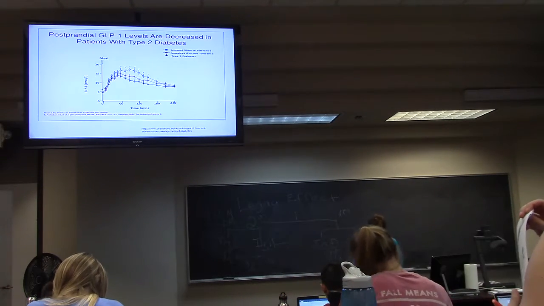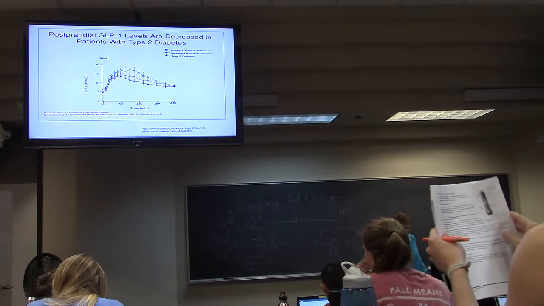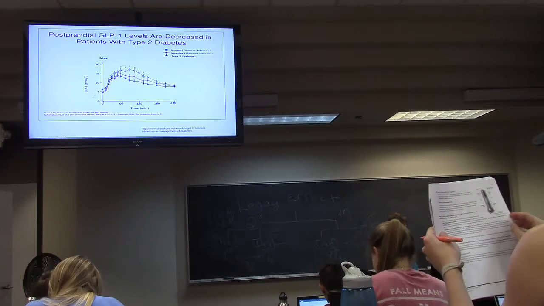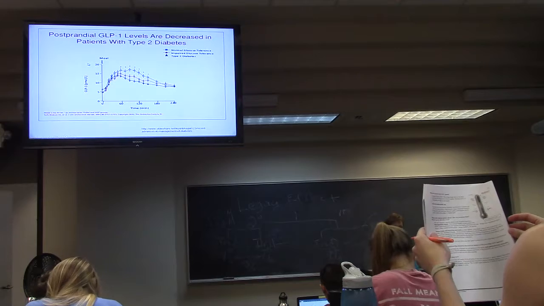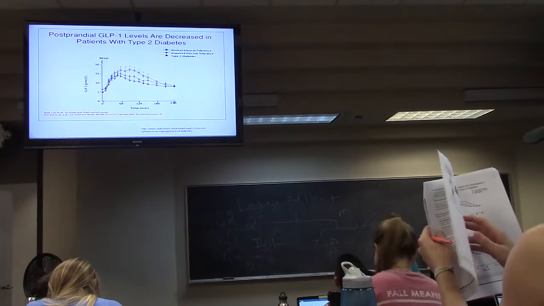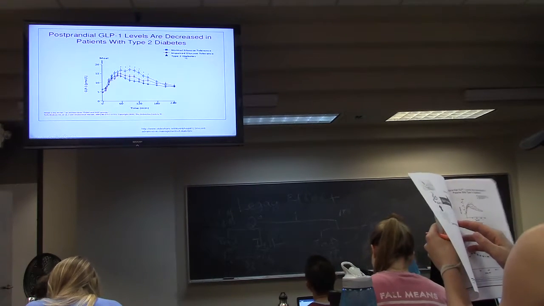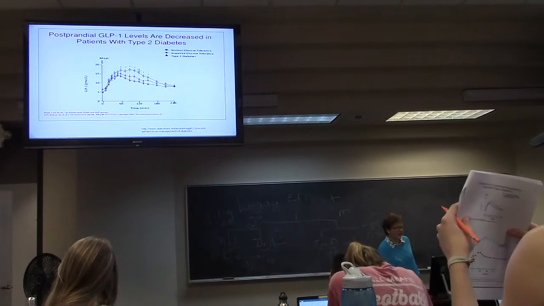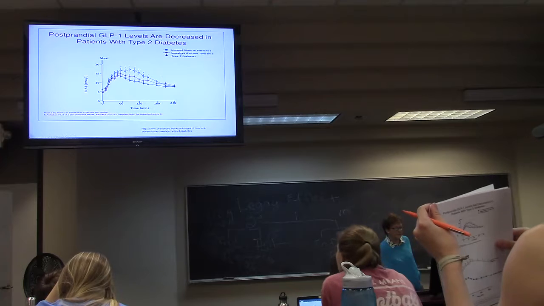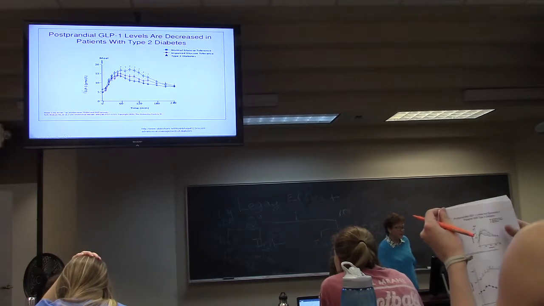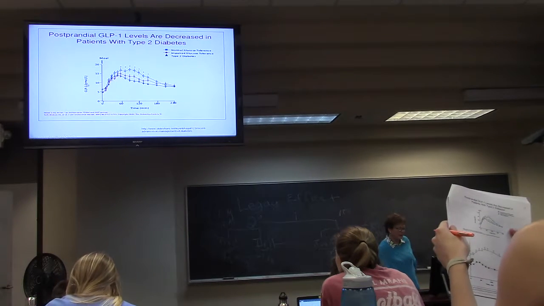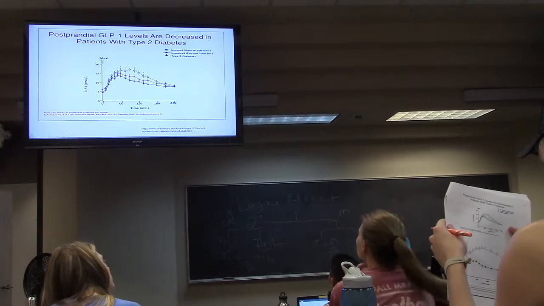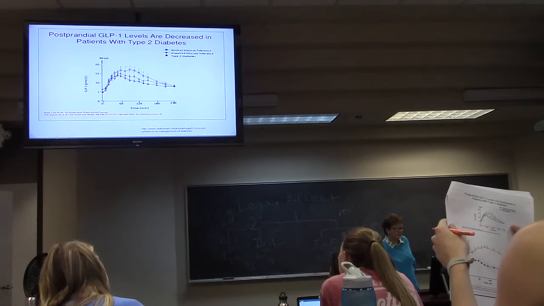Well, let's look at these. This is good. So this is GLP-1 concentrations on the y-axis. On the x-axis, it's time. So normal glucose tolerance, meaning how well you can handle a glucose load, is in the blue. So you see the GLP-1 hormone levels are, this would be normal.